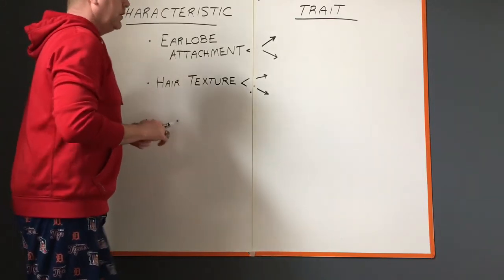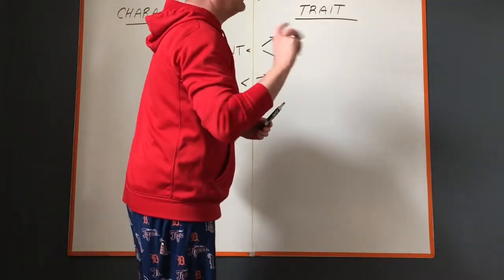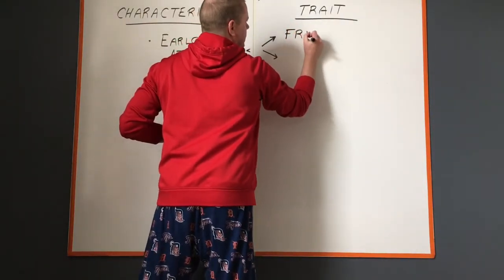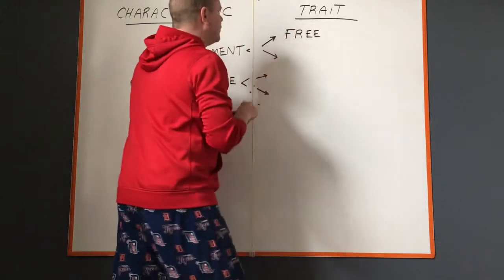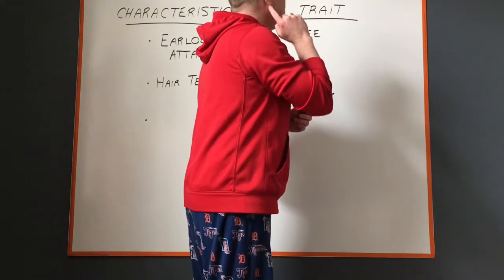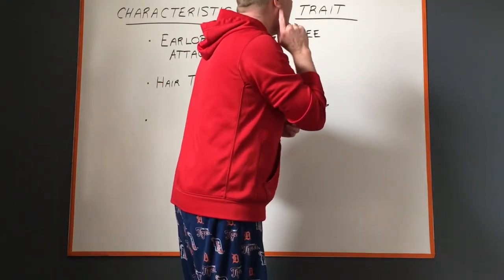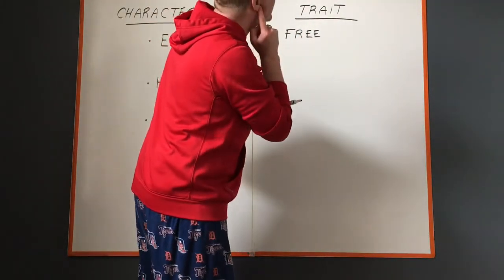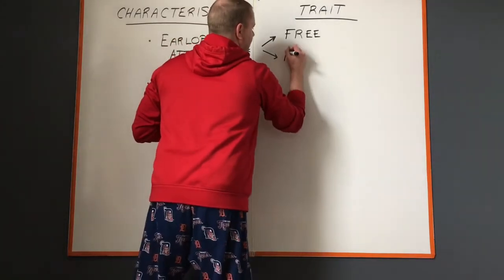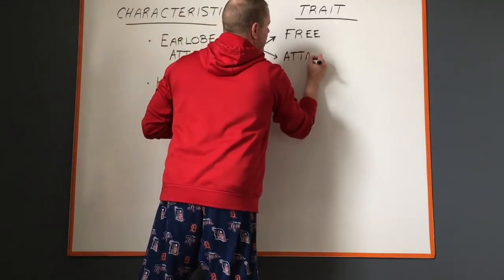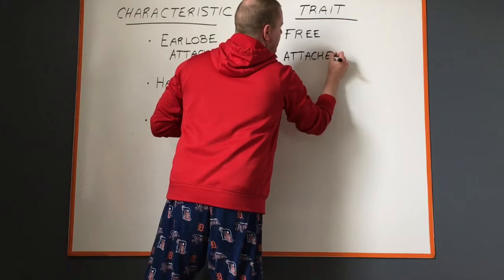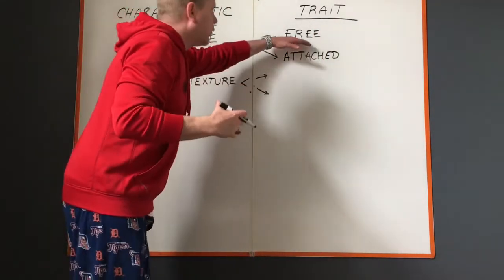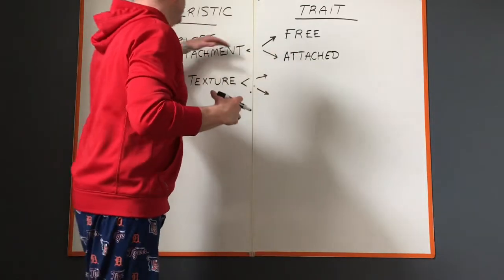Earlobe attachment. Your earlobes are going to be one of two things. They're either going to be free, and what does that mean? It means if you looked at where your earlobe meets your head, there's a little bit of a separation. I have free earlobes. But some people, their earlobe just attaches directly to their head, and we call that attached. This is an example of a trait. It's just more specific: free earlobes, attached earlobes.